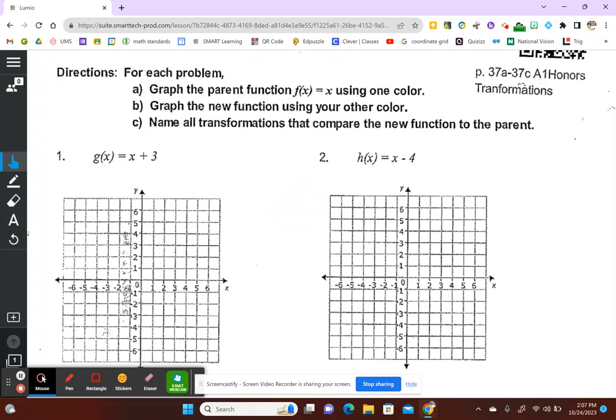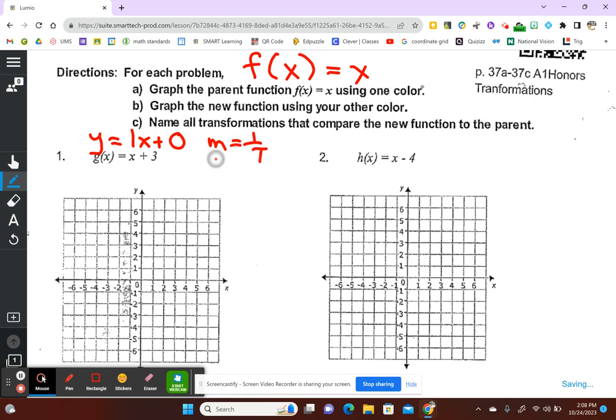But what I would like you to do is first we are going to graph the parent function. Now, the parent function is the simplest linear function. It's f of x equals x, which is really the same as y equals 1x plus 0, which means if I graph it, the slope is 1 over 1, and the y-intercept is 0. So we start at this first. These directions say graph the parent function using one color.